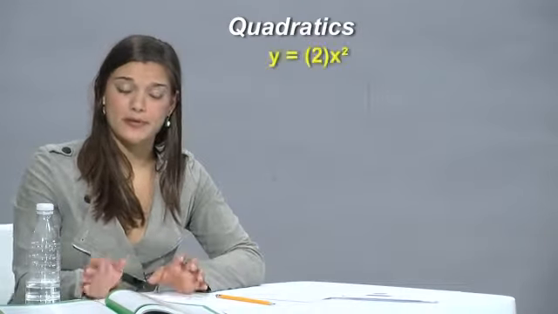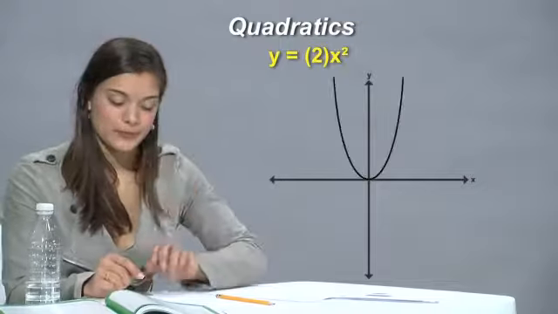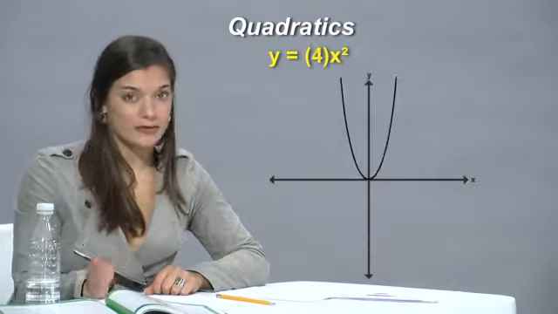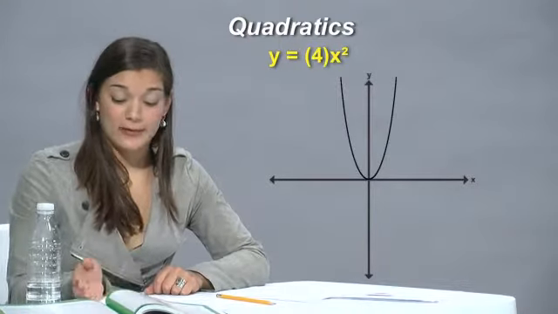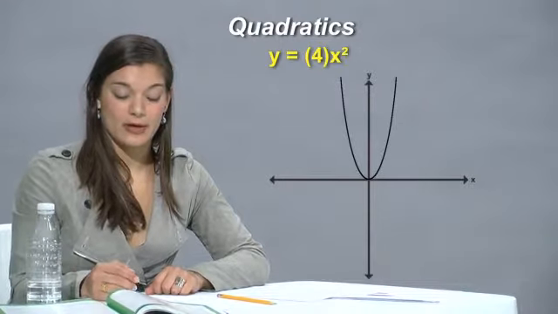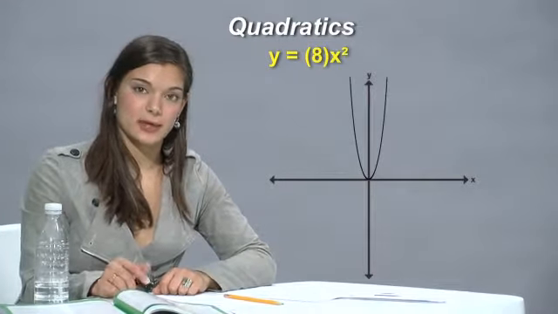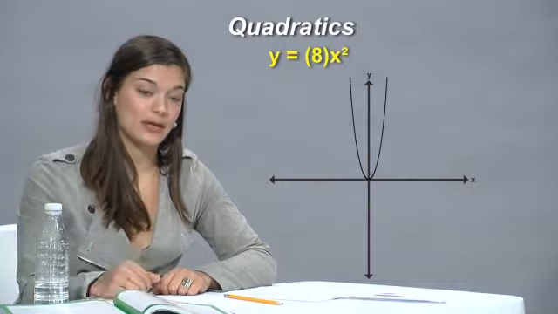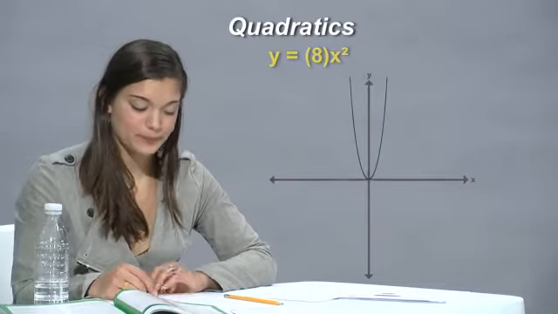But if a is bigger than 1, the graph is going to be narrow. The bigger the a above 1, the more narrow the graph. So a graph of y equals 8x squared would be much narrower than y equals 2x squared, say.